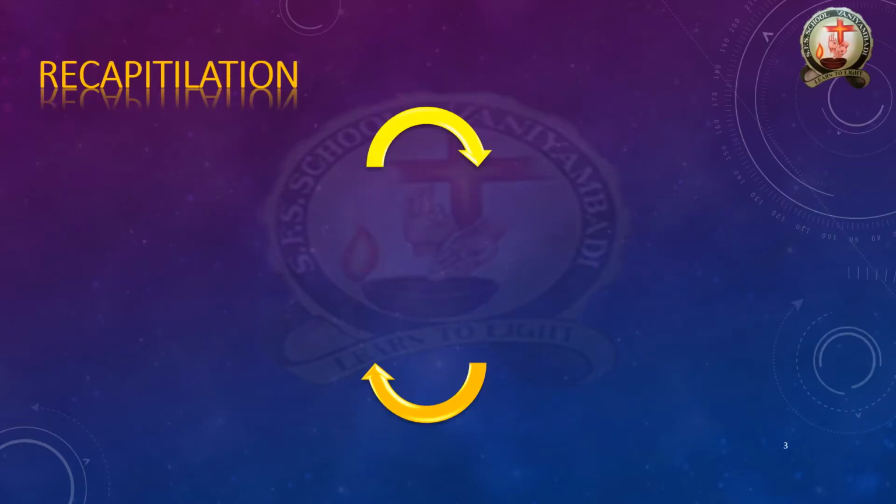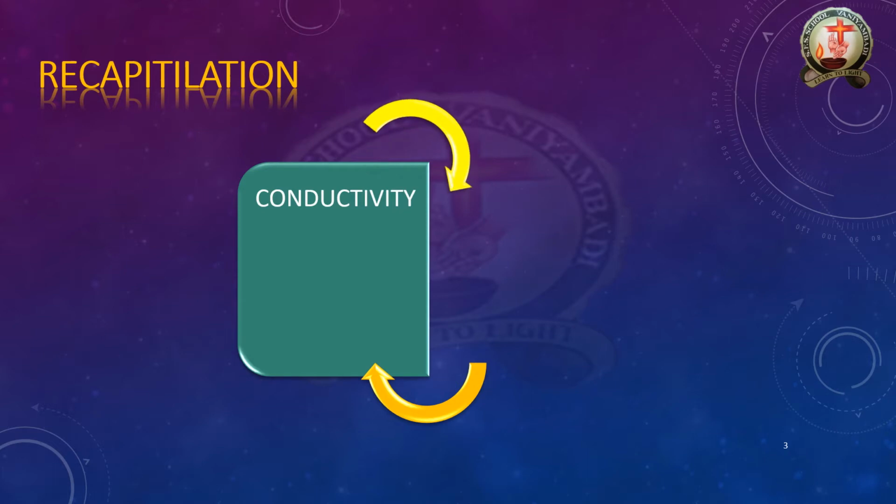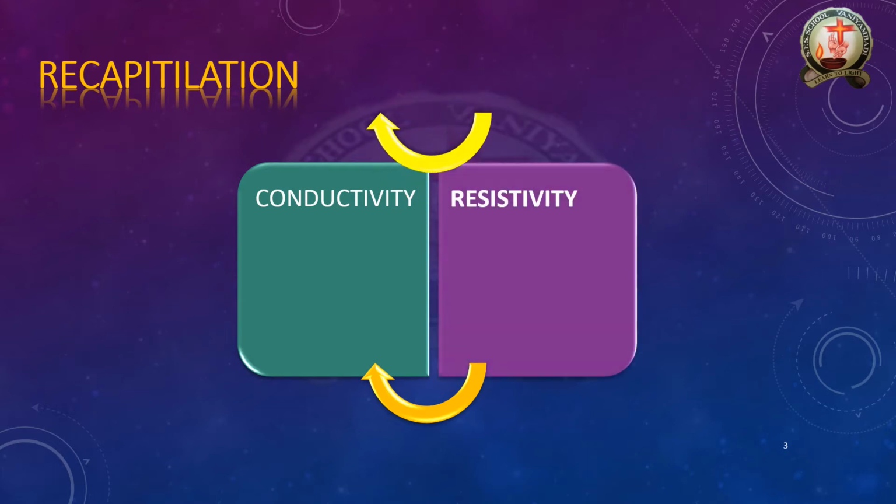Now I'll give a small recap of our previous class, what we have learned in the previous section. First, conductivity. Conductivity is nothing but the reciprocal of resistance. Both have a correlation: when resistivity is low, conductivity is high, and when resistivity increases, conductivity is low. It is a reciprocal relationship between conductivity and resistivity.